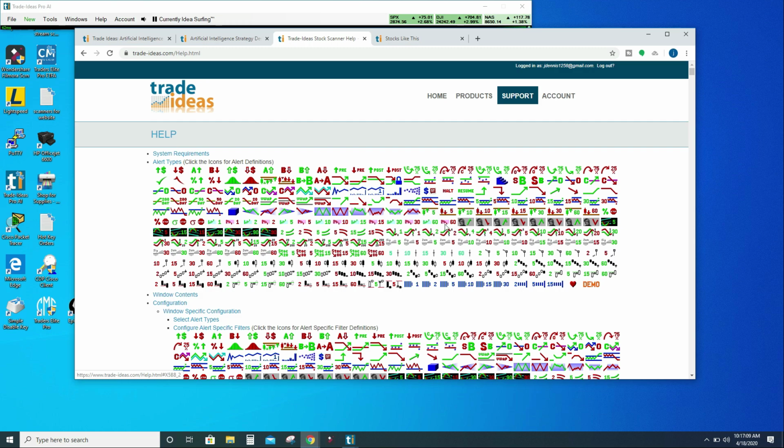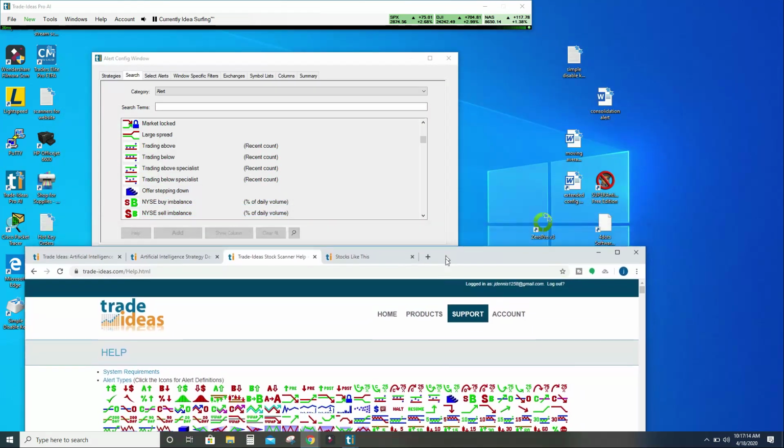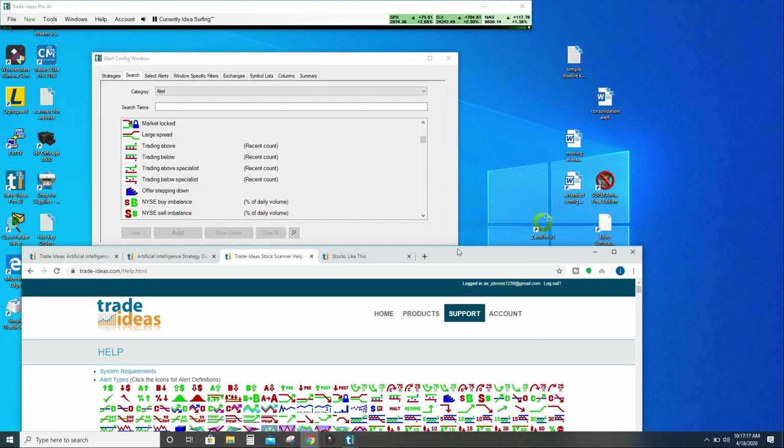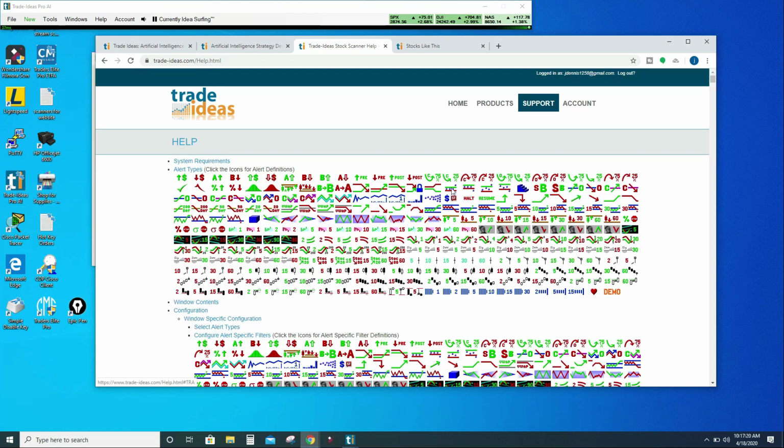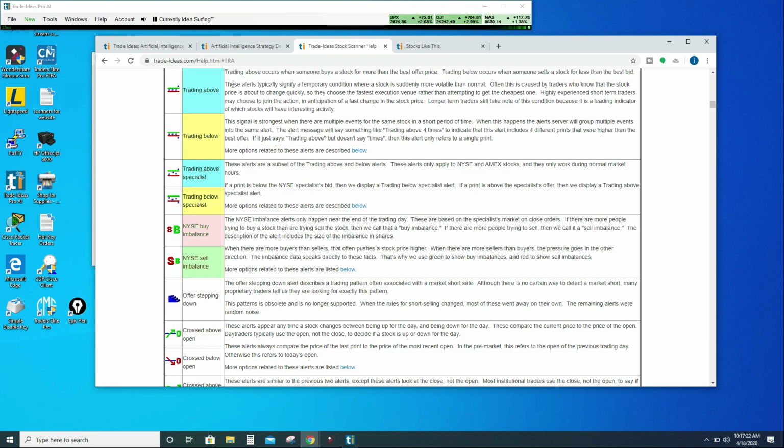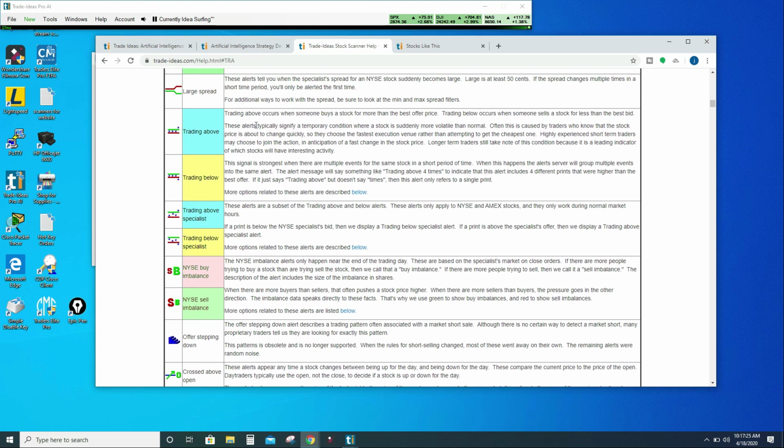So we're going to look for that symbol in the alert section, which is right here. Now there's 3 dots. These 3 dots are in a line. So 3 dots, so it's this one, right? So what you're going to do is click on the little picture symbol here, and at the top is going to show what trading above is. So trading above occurs when someone buys a stock for more than the best offer price. So that's basically somebody buying a stock above the ask, and that's usually a sign of somebody really wanting to get into that stock right away. They just want to get into the stock, and that could be a bullish signal right there.